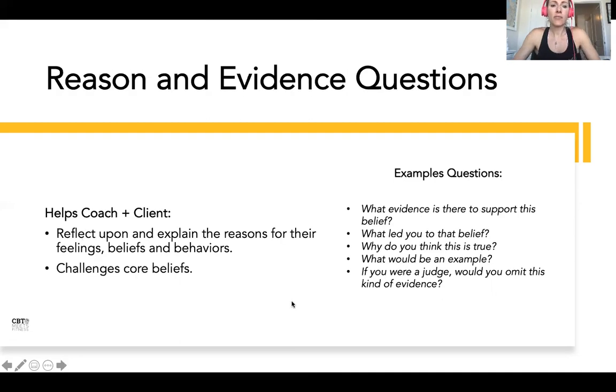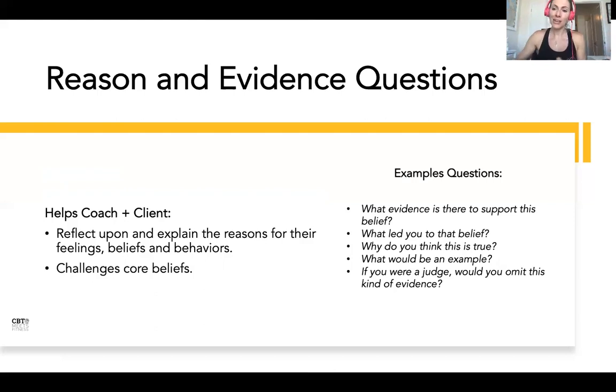The third category when it comes to Socratic questioning is reasons and evidence-based questions. Now, this helps both the coach and the client, and it really helps us reflect and explain the reasons for those feelings they have, their beliefs and their behaviors. It will really help you challenge those core beliefs that are just going unanswered. Evidence questions are great because we have these underlying assumptions, maybe about our food, our training, or just our life in general, the way that we see ourselves, and we just take them as simple truths.